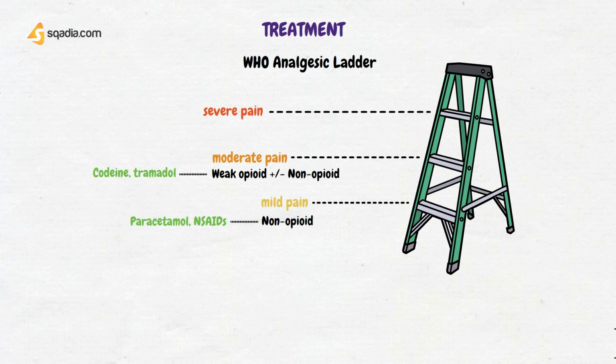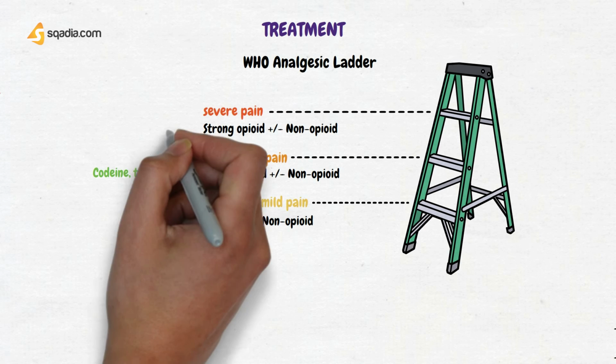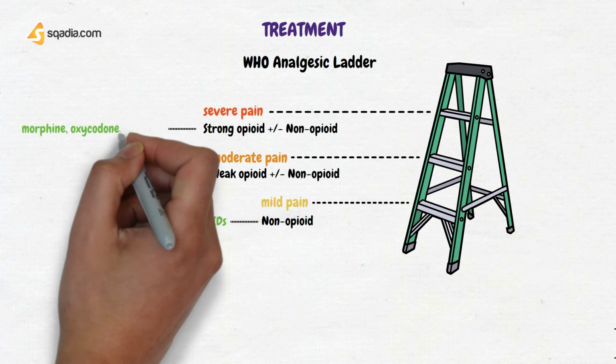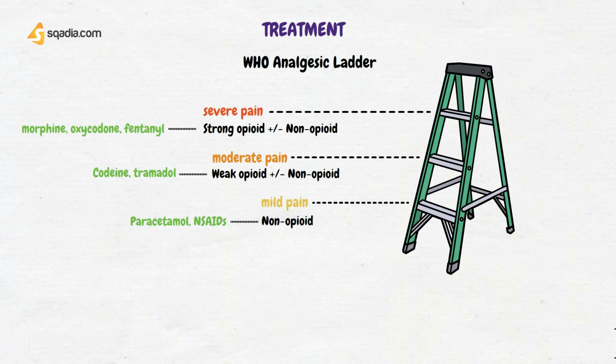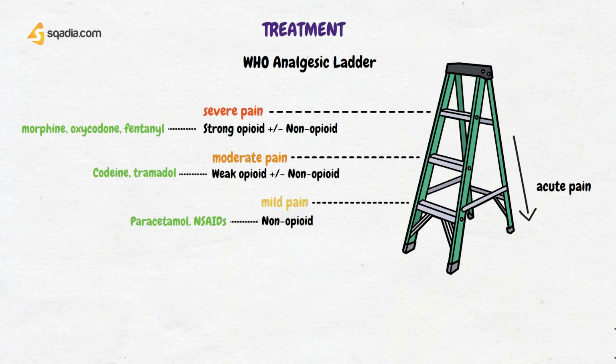For severe pain, a strong opioid is combined with a non-opioid. Strong opioids include morphine, oxycodone, and fentanyl patches. For acute pain, we go down the ladder, choosing the most potent analgesic first. For chronic pain, as felt in cancer, we go up the ladder, starting with the least potent analgesic.